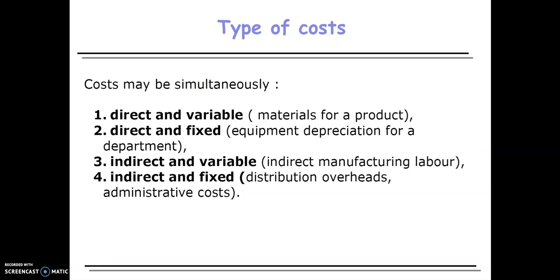Costs may be simultaneously direct and variable, for example materials for a product; direct and fixed, equipment depreciation for a department; indirect and variable, indirect manufacturing labor; indirect and fixed, distribution overheads and administrative costs.